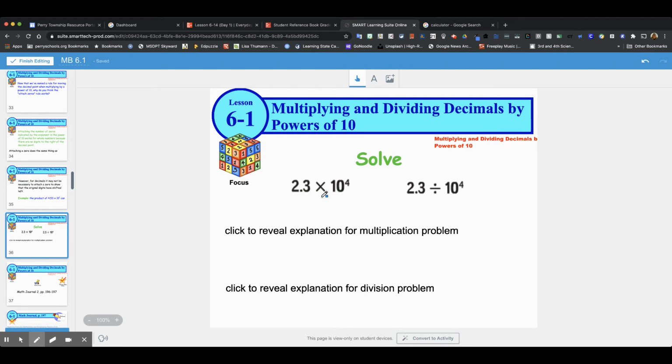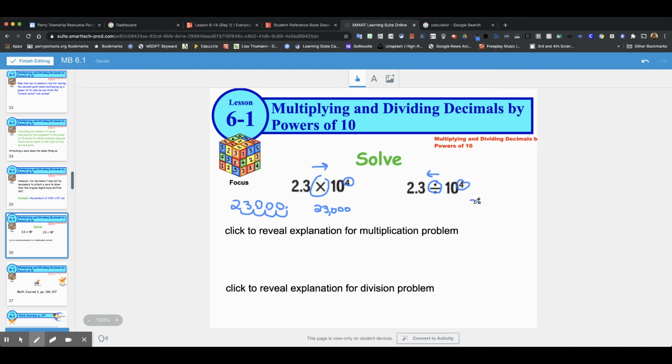We see 2.3 times 10 to the fourth. I'm going to rewrite 2.3 here. And I see times, so that tells me it's going to move to the right. And this exponent of 4 tells me how many times. So I'm going to go 1, 2, 3, 4. Put my decimal point here. Now notice, I have created 3 little slots for a number to go in. That tells me where a zero needs to be filled in. Think of it like eggs in an egg carton. We had 3 empty spots, so I'm going to put 3 eggs in there. So I've created a new number of 23,000.